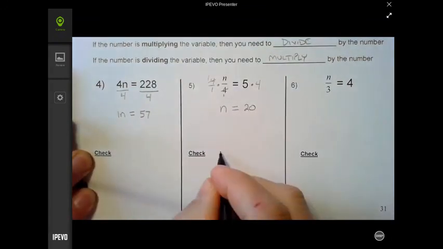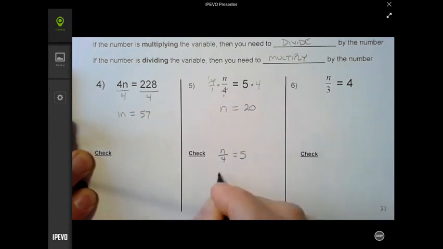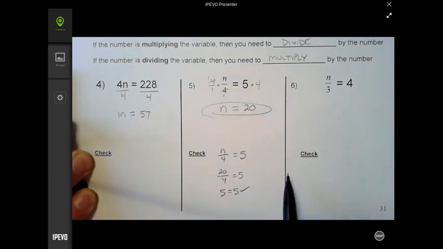And you can check to make sure that that works. n divided by 4 equals 5. We think n is 20, so 20 divided by 4 equals 5. And if you did 20 divided by 4, you indeed would get 5. 5 equals 5, so n equals 20.